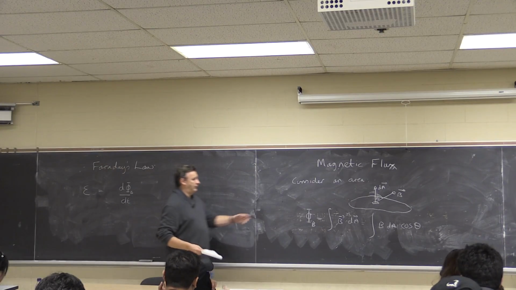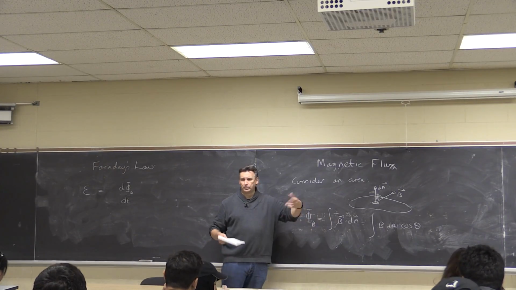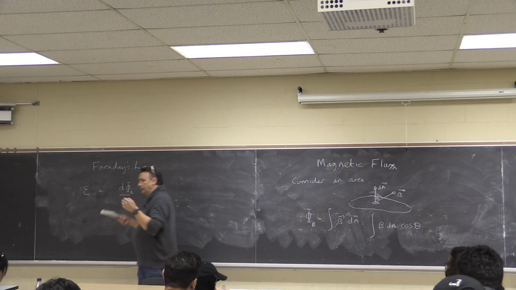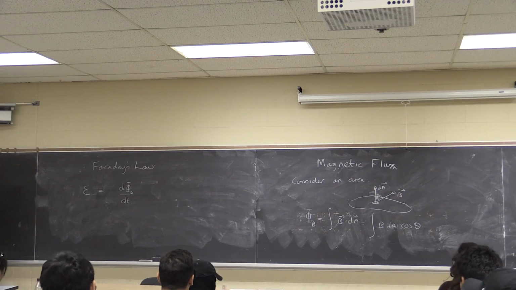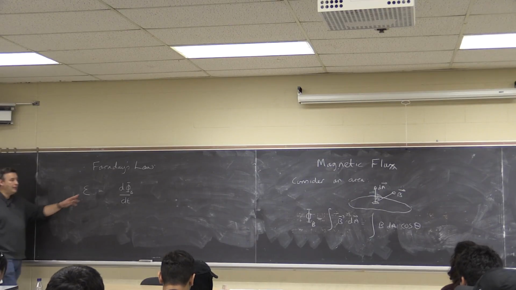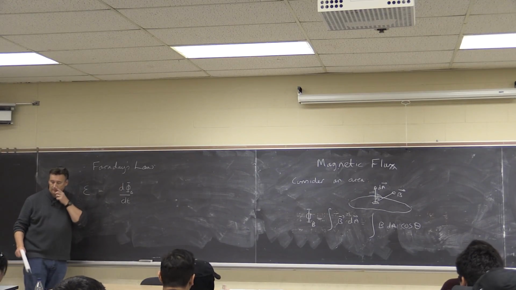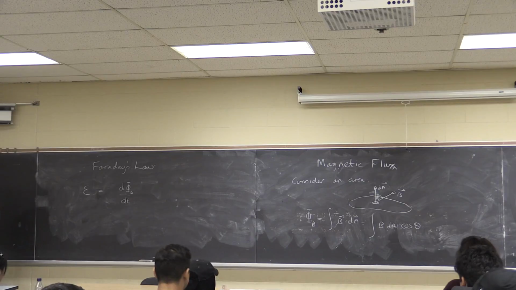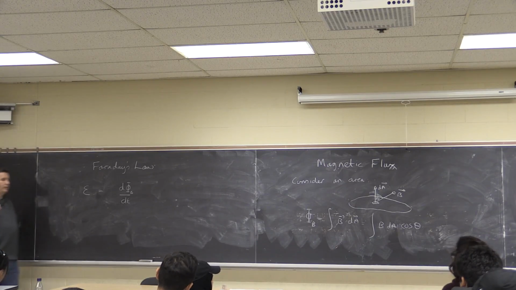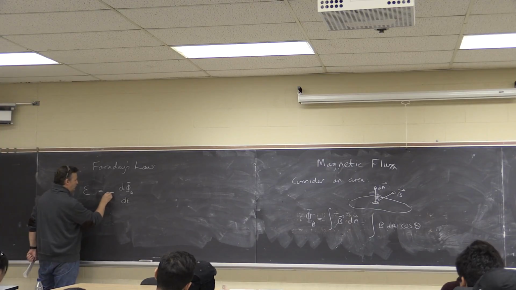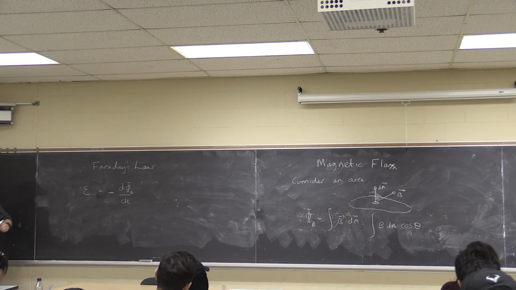So it's not just the magnetic field. The early experiments were magnetic field, but they didn't try and experiment with different loops. They only looked at changing magnetic fields. So it's a change of flux. There's a negative in front of this, which we'll talk about in a moment. This is actually due to Lenz's law.